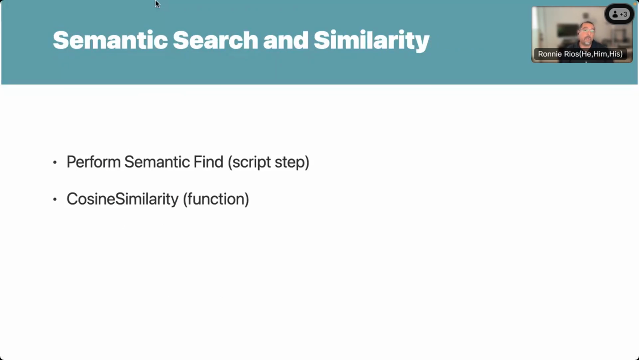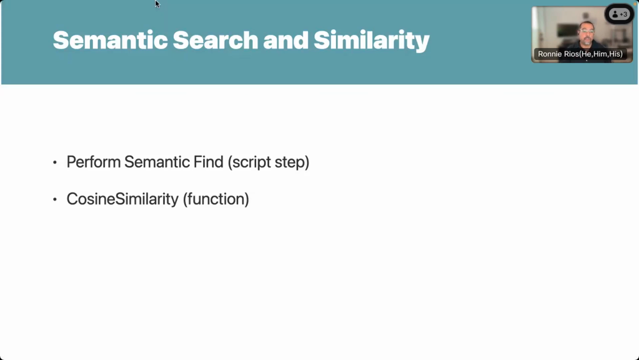Now, the fun really starts with performing semantic search and doing similarity search. Here we've got a script step and function. The Perform Semantic Find script step allows you to search based on meaning rather than exact matches or keywords as we're normally used to. This really unlocks data retrieval in ways that were just not possible before. It does this by leveraging vector embeddings to improve data discovery by finding contextually relevant data, if you will. Complementing this, being able to search, you've got a new function called cosine similarity.